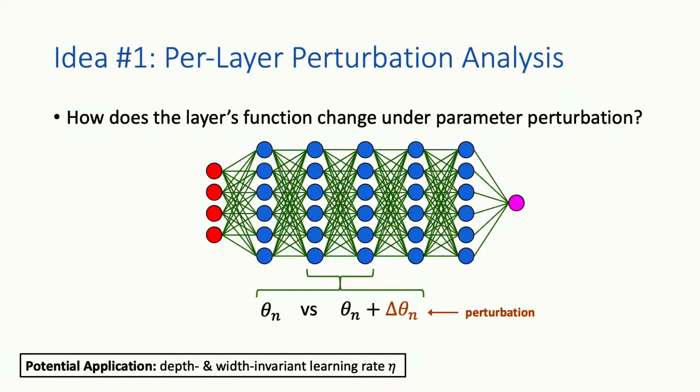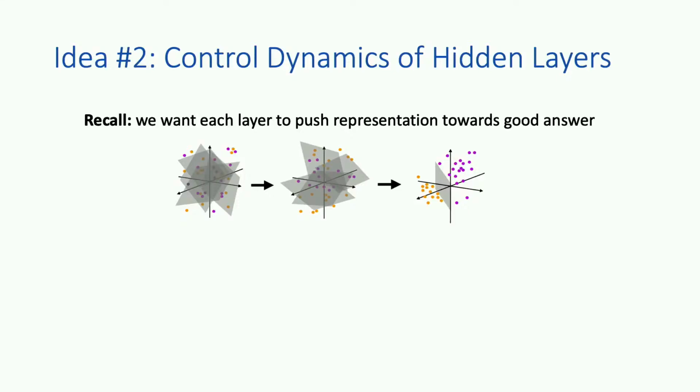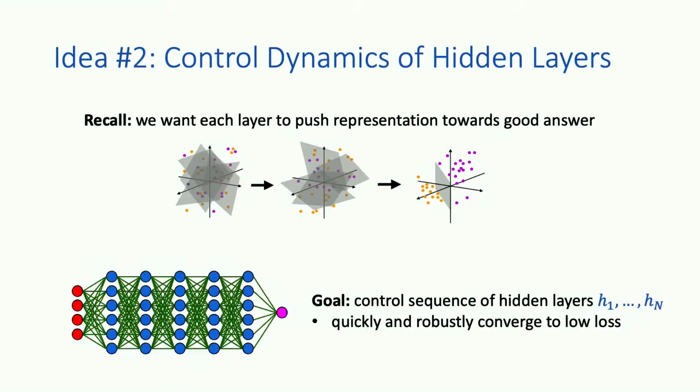The second idea, which I'll spend a little bit less time on, but will be in the second half of this presentation, is how do we actually control the dynamics of the hidden layers? If you think about the neural net as a dynamical system where the hidden layers are the states of the dynamics, then how do we control the sequence of hidden layer activations quickly and robustly to a low loss solution under some definition of low loss? I'll give you one example of this in the second half of this presentation.